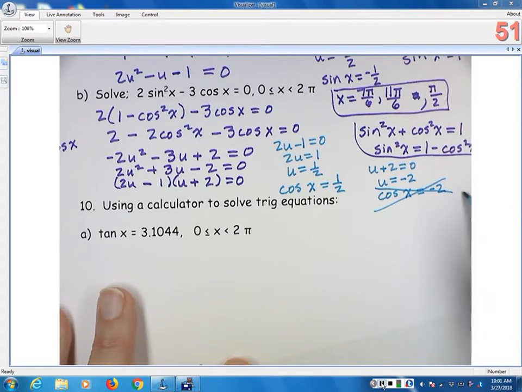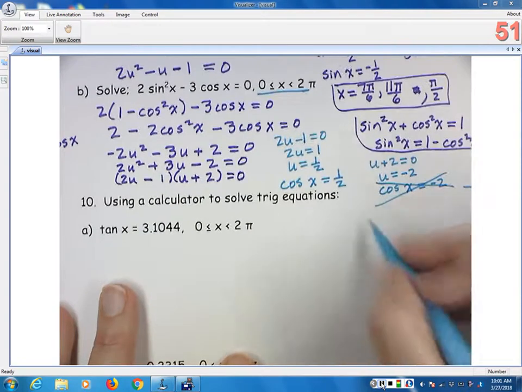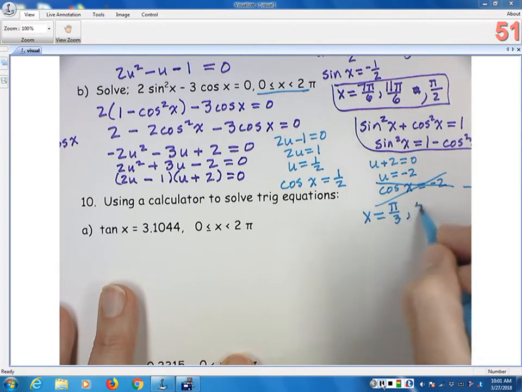And then, in my notes, I sketched the unit circle. Cosine is 1/2 at π/3 and 5π/3. We want the answer between 0 and 2π again. So x equals π/3, 5π/3.